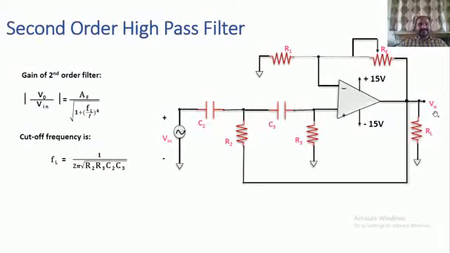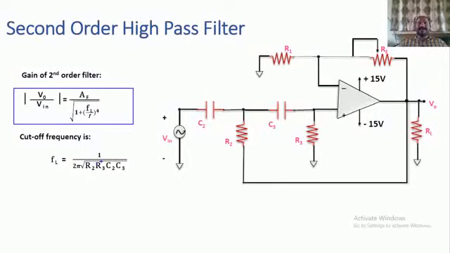So in short, I am giving the final equation for the gain of the high pass filter. This is the equation for calculating the gain of the second order high pass filter: V0 by Vin equals AF divided by the square root of 1 plus (FL by F) to the power of 4. Here FL is the low cutoff frequency of the second order filter, which is 1 by 2 pi square root of R2 R3 C2 C3. So this is about the second order high pass filter.